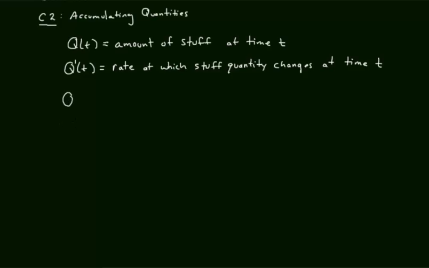What we're going to add to this is that Q prime of t is going to incorporate two different rates. It's going to be some rate that's coming in minus some rate that's going out. Consider this scenario. Somebody is filling a pool with a hose. So there is a rate at which the water is going into the pool, but then also suppose that there is a leak in the pool, a small leak. In this scenario, you have a rate going in and you have a rate going out. And the rate at which the water quantity changes incorporates both that rate in and that rate out.